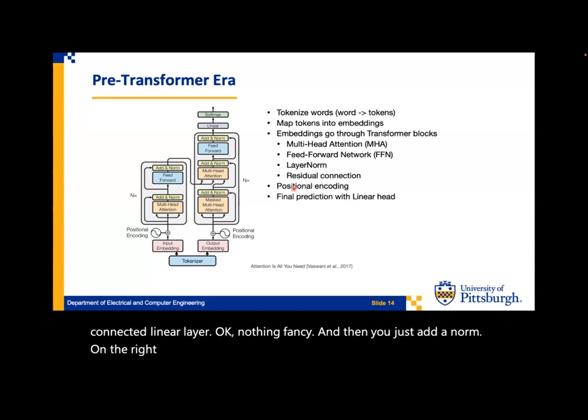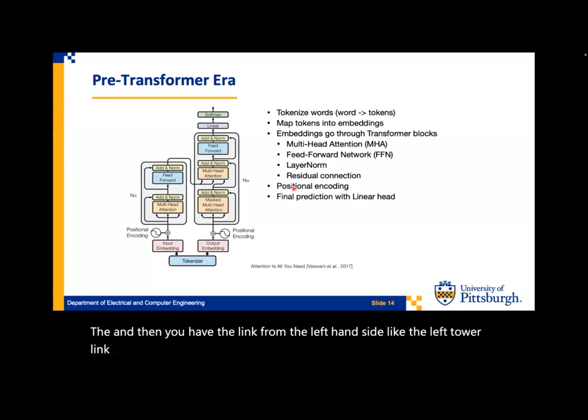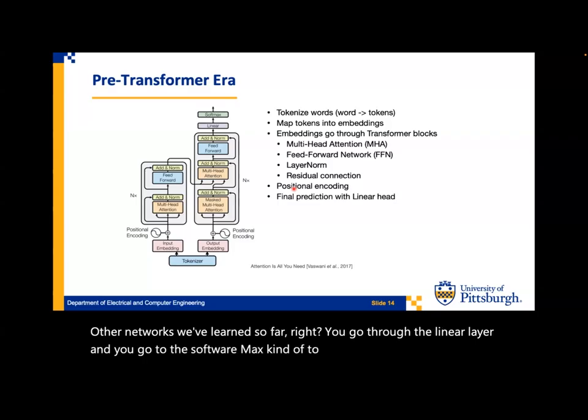And then we have this output encoding, positional encoding, and then you have the link from the left tower. You link them together, and then you go to the feed forward, the add and norm, and the linear and the softmax. So the output is pretty much the same as all the networks we've learned so far, right? You go through the linear layer and then the softmax to do the selection.